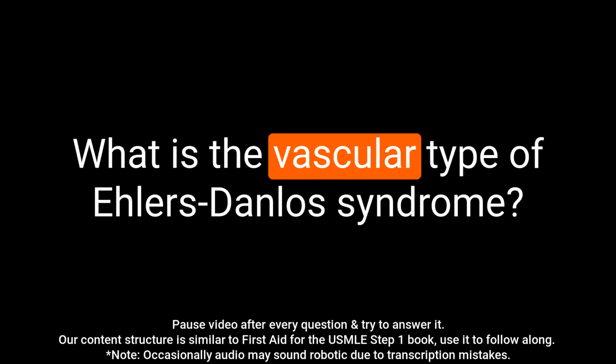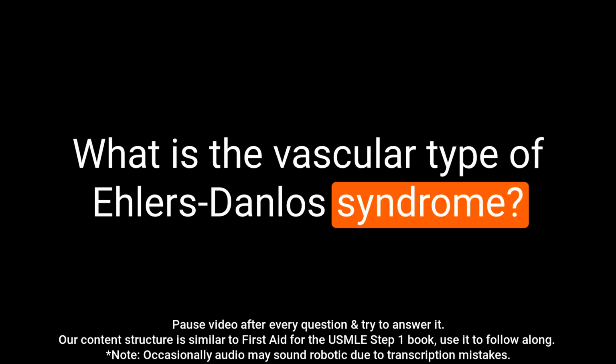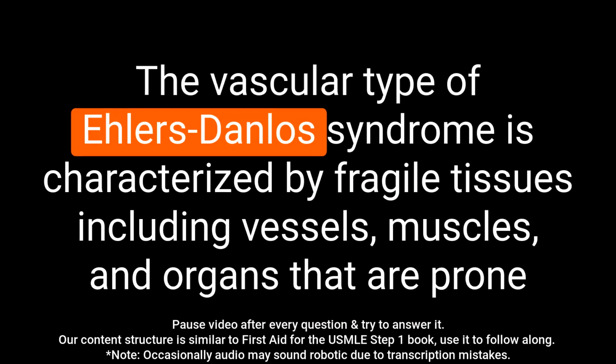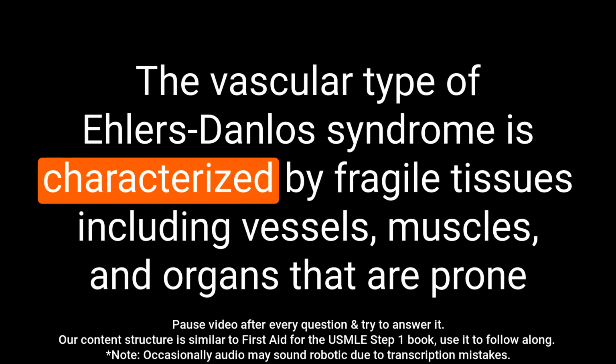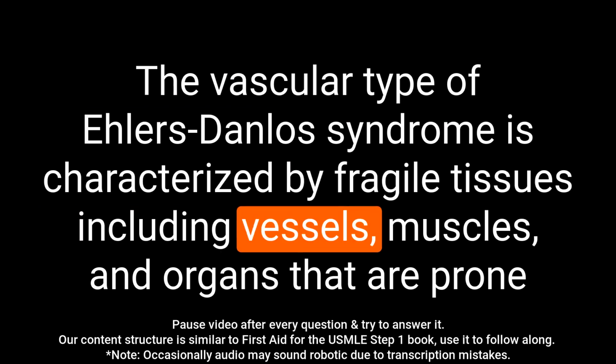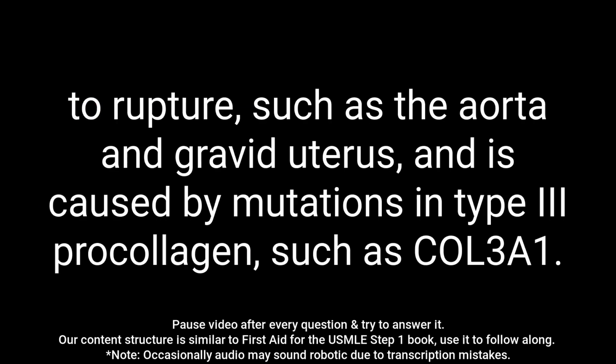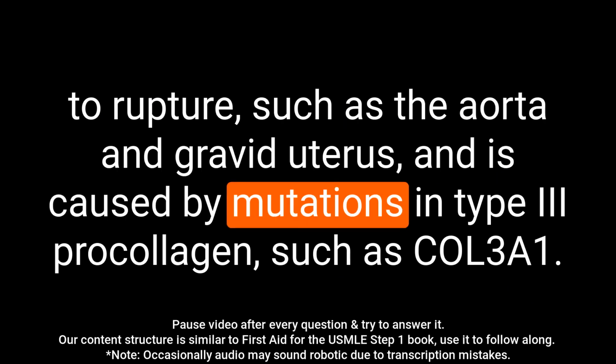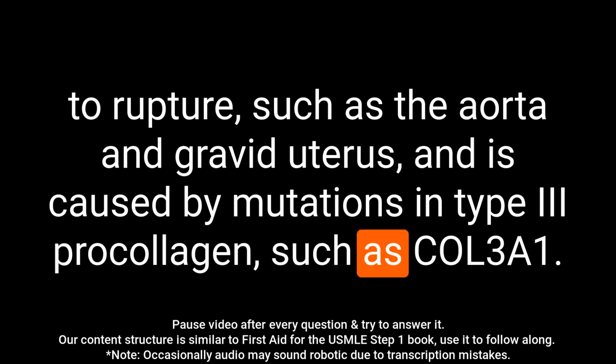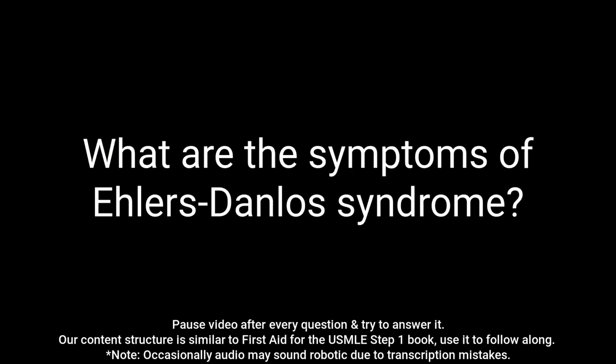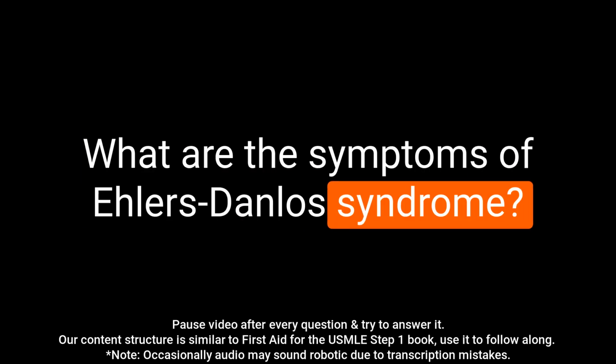Question: what is the vascular type of Ehlers-Danlos syndrome? Answer: the vascular type of Ehlers-Danlos syndrome is characterized by fragile tissues including vessels, muscles, and organs that are prone to rupture, such as the aorta and gravid uterus, and is caused by mutations in type 3 procollagen, such as COL3A1. Question: what are the symptoms of Ehlers-Danlos syndrome?